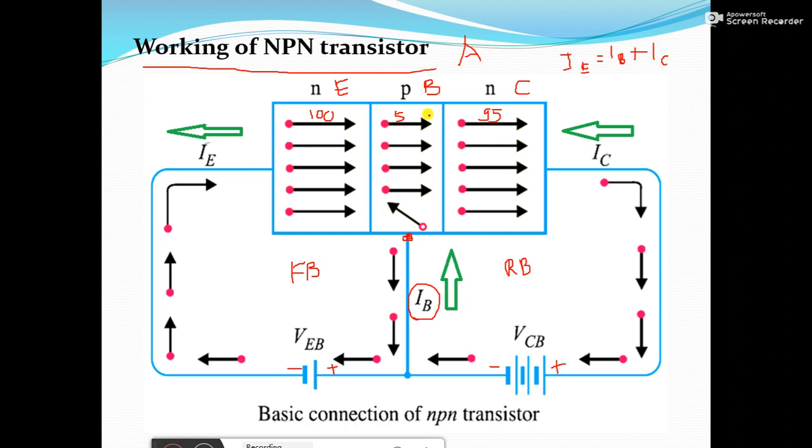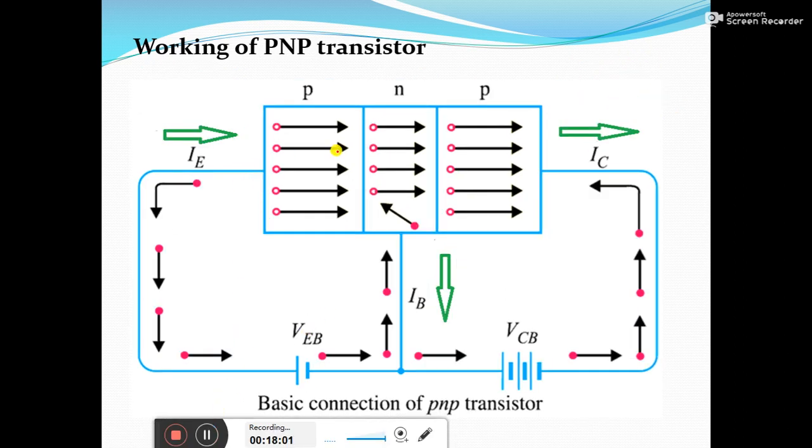As we saw in the construction, since the base is very lightly doped, very few electrons will be combined here with the holes, which will form a recombination current. This will be very small. Since IB can be treated as very small, I can say IE is almost equivalent to IC. Remember, IE will always be greater than IC, but they can be treated as almost equivalent because of the very small base current.